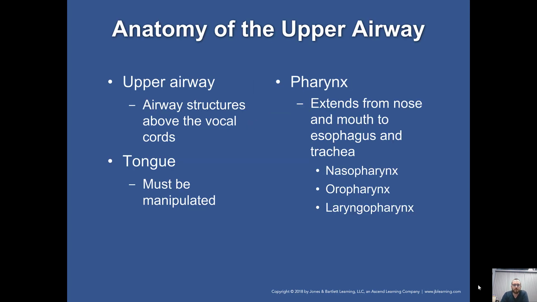All right, so jumping back to some of the anatomy stuff very initially. Remember, we define everything initially as upper airway or lower airway, and that split is the vocal cords, right? So right there in the larynx. So vocal cords and up is upper airway, vocal cords down is your lower airway.